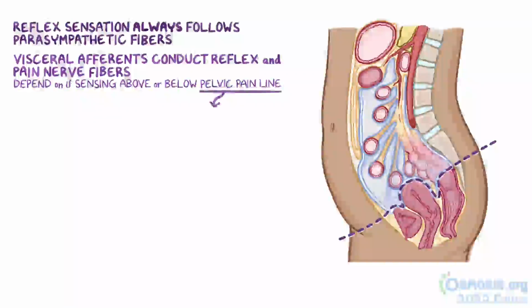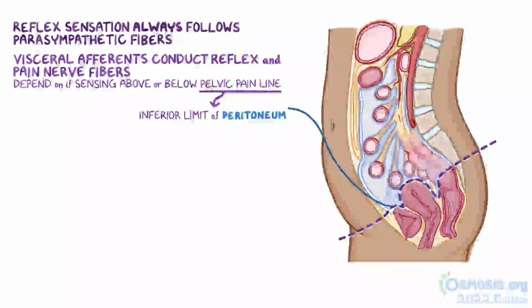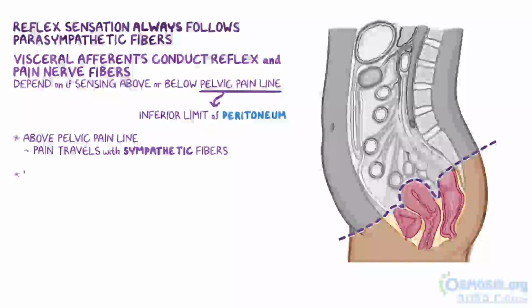However, the visceral afferents for pain nerve fibers can differ depending on whether they are sensing above or below the pelvic pain line. This pelvic pain line represents the inferior limit of the peritoneum that extends into the pelvic cavity, and abdominopelvic organs can be either superior or inferior to this line. Now, recall that for structures above the pelvic pain line or in contact with the abdominal peritoneum, visceral afferents sensing pain travel with sympathetic fibers, whereas for structures below the pelvic pain line, typically subperitoneal pelvic viscera, visceral afferents sensing pain travel with the parasympathetic fibers.